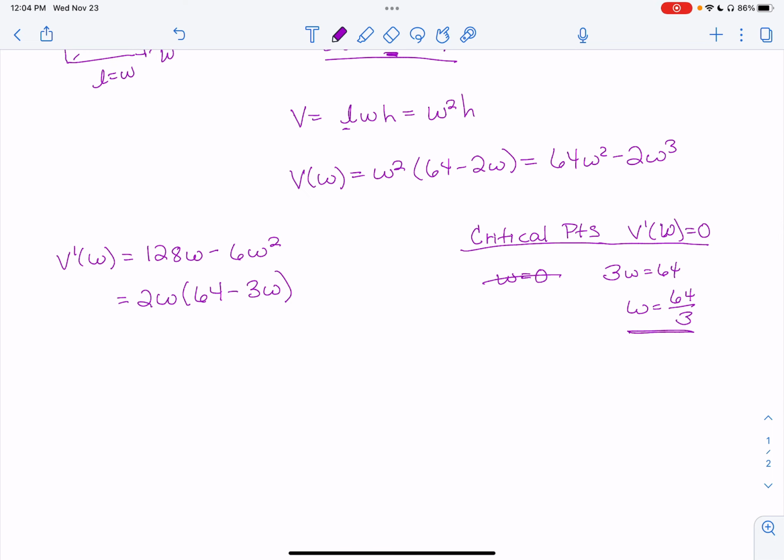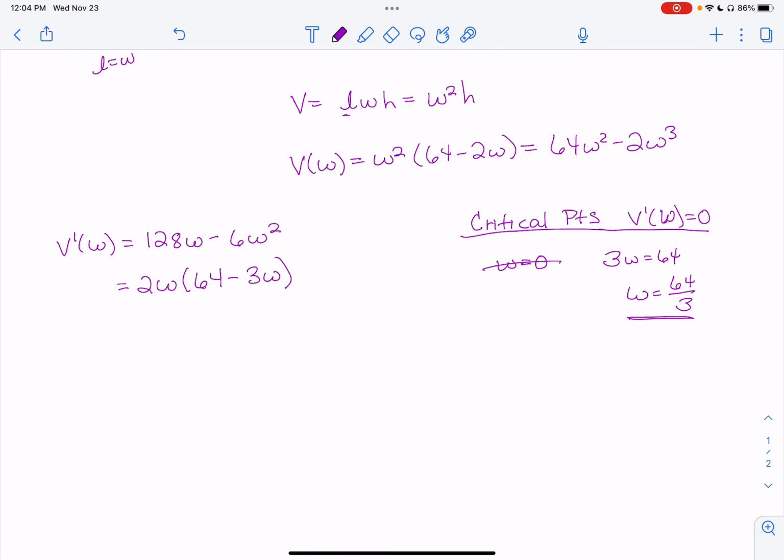Now, when you see that you have one critical point on the interval of interest, you should be thinking about the second derivative test. Remember, the second derivative test says that if at this critical point the second derivative is less than 0, then I'm concave down, which means I'm at a maximum. And if the second derivative is greater than 0, then I'm concave up, so I'm at a minimum point. So we can use that second derivative test. Let's find the second derivative of the volume, and I get 128.